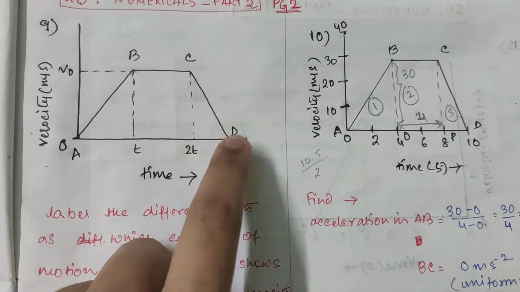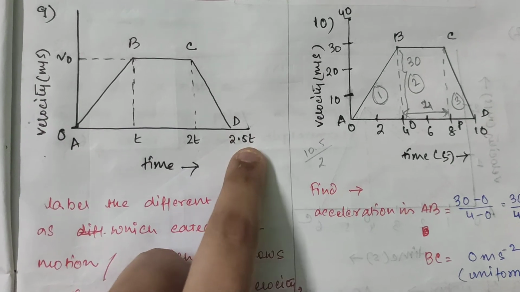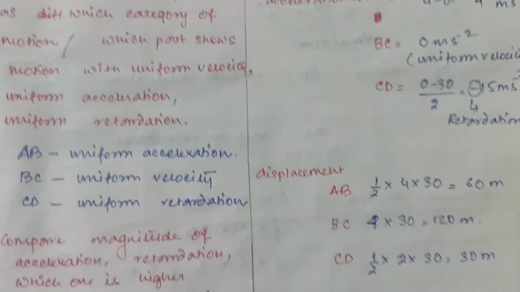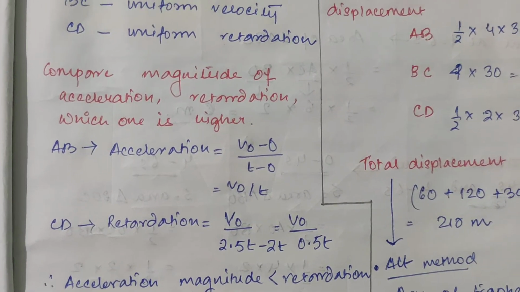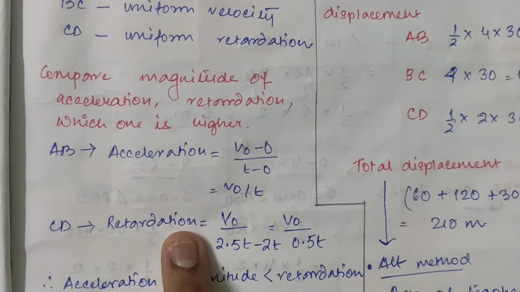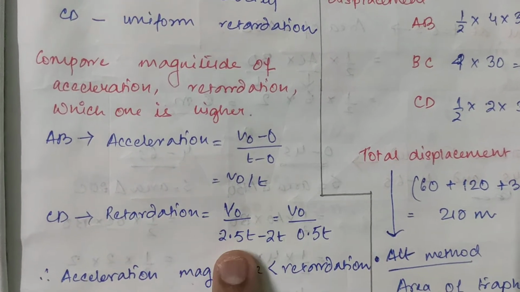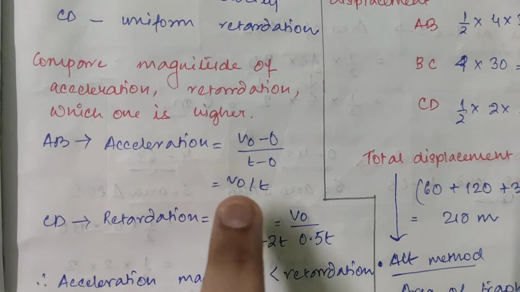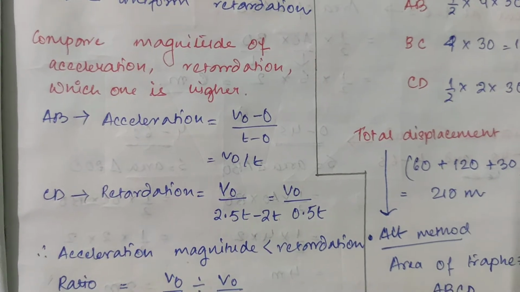Change in velocity is 0 minus V0 because it is decreasing velocity, divided by change in time, 2.5t minus 2t. See? So why have I not used a minus sign? Because I am writing retardation. If I had written acceleration, then I would have used the minus. Now, say minus 20 meter per second square means retardation is 20 meter per second square.